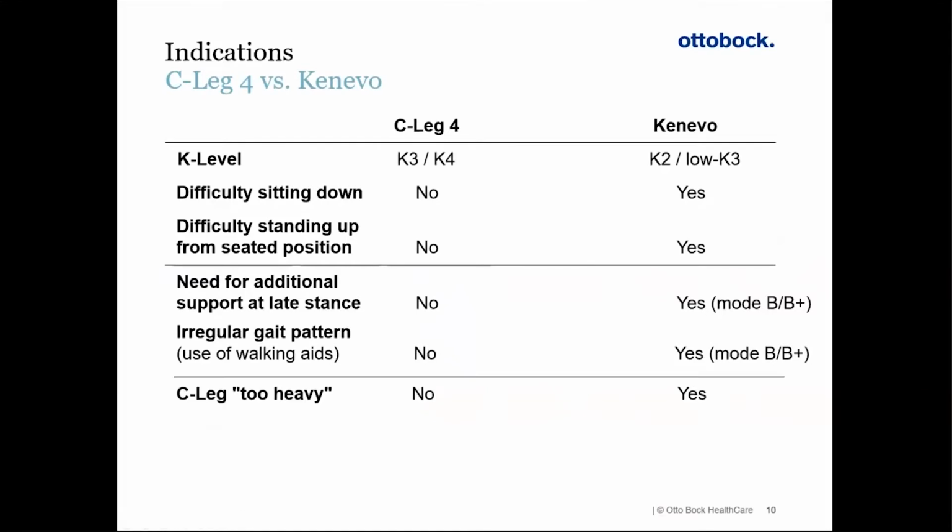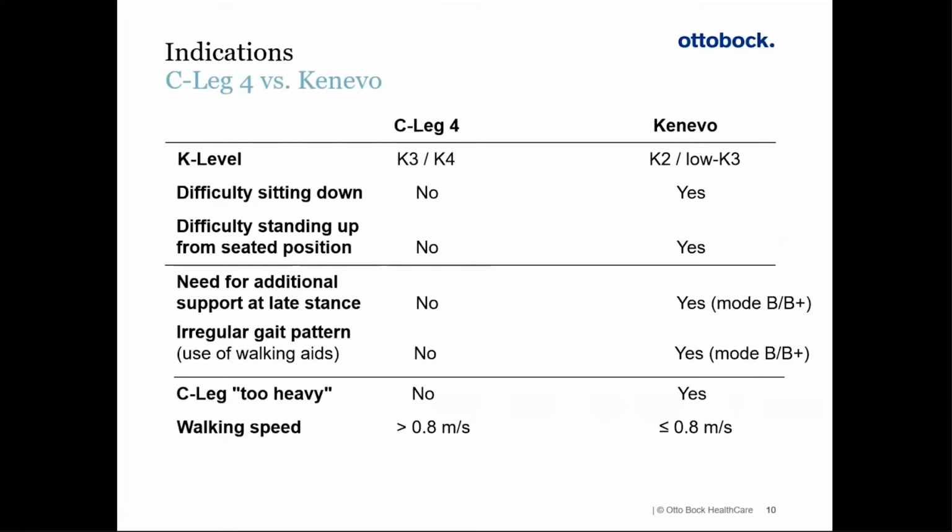The Kenevo may also be an option for a low K3 patient who feels that the CLEC is a little bit too heavy. The Kenevo is substantially lighter than a CLEC. If the patient feels the CLEC is too heavy, then the patients usually walk slower and they walk less outside of the house, and I think these patients are probably good candidates for a Kenevo rather than for a CLEC.